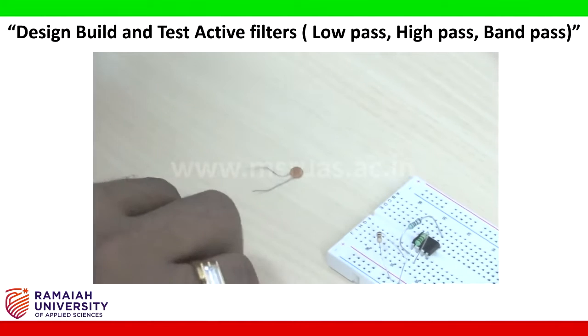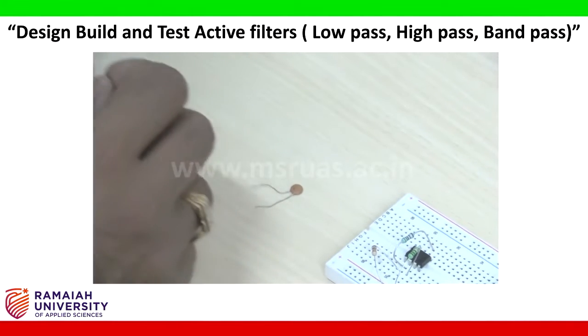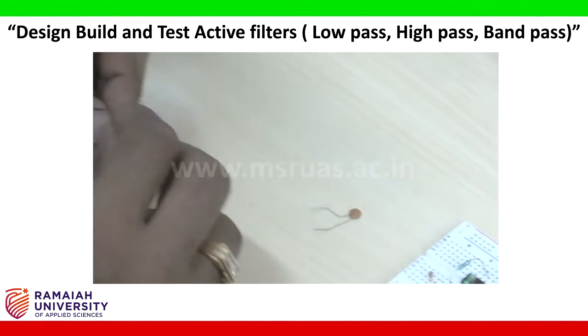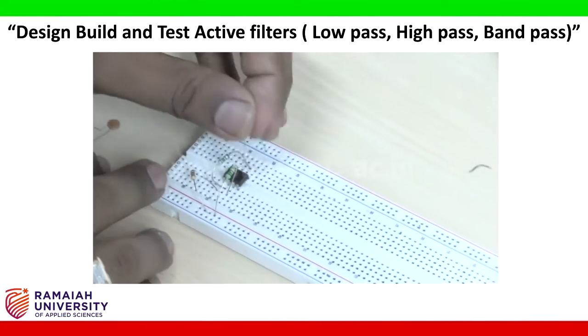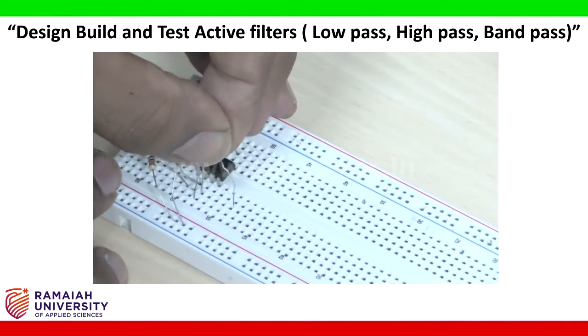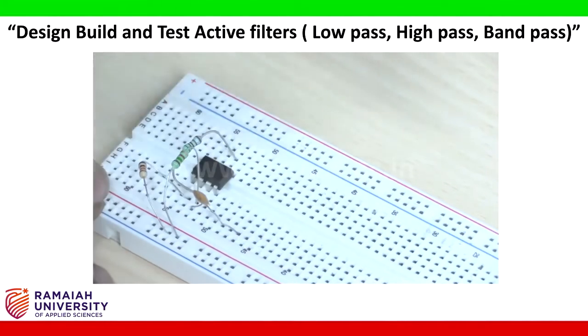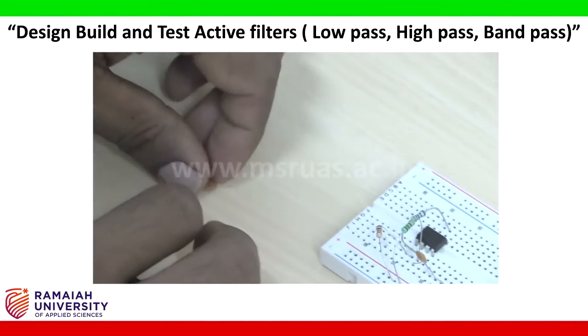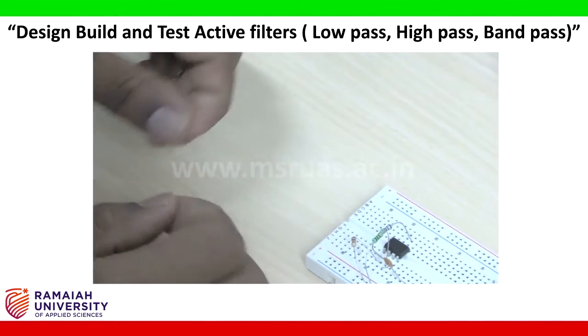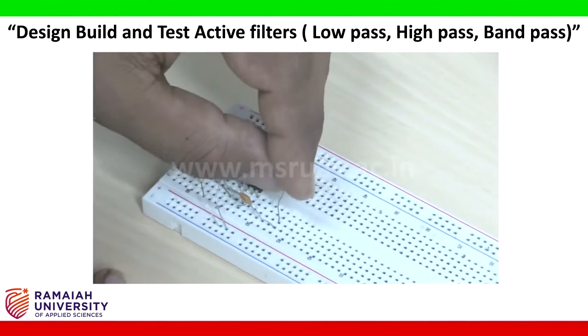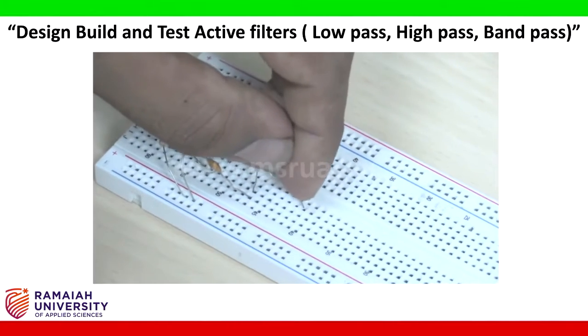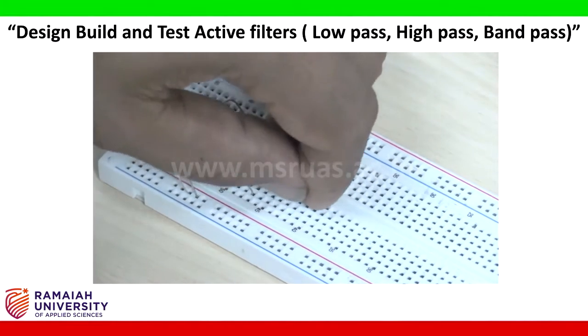I am taking two capacitors. One capacitor will be connected to pin number 3 and somewhere in the circuit board. So this is pin number 3 and I connected it somewhere in the circuit board. After that I am taking another capacitor. I will connect this one to the junction of this capacitor somewhere in the circuit board, to make it a series in the circuit.